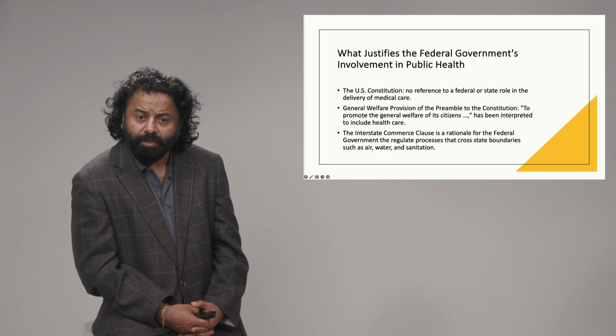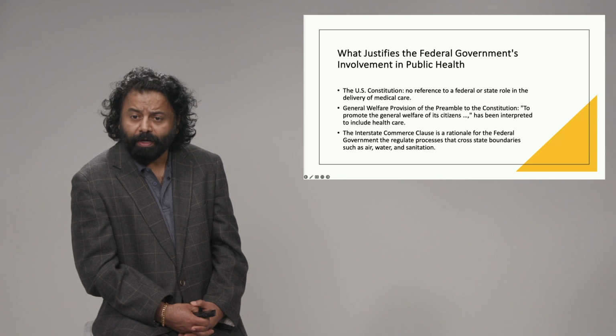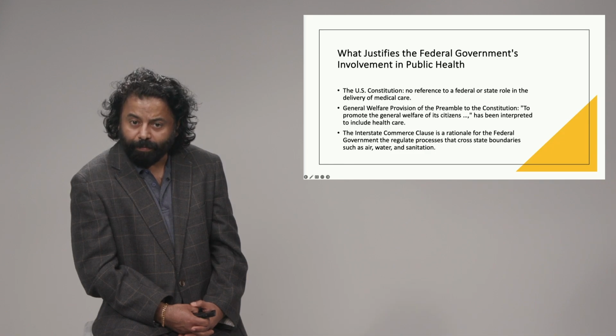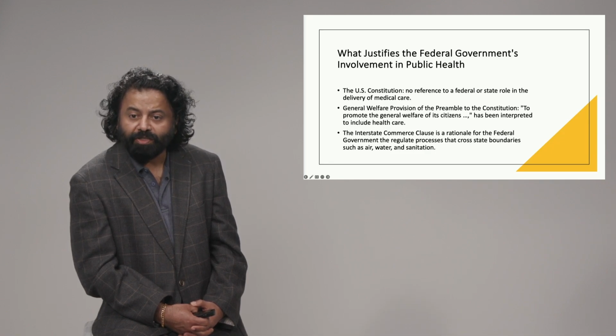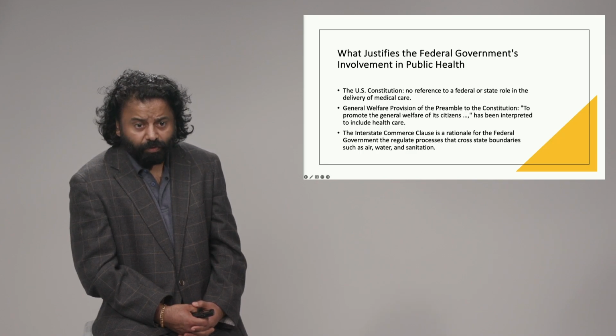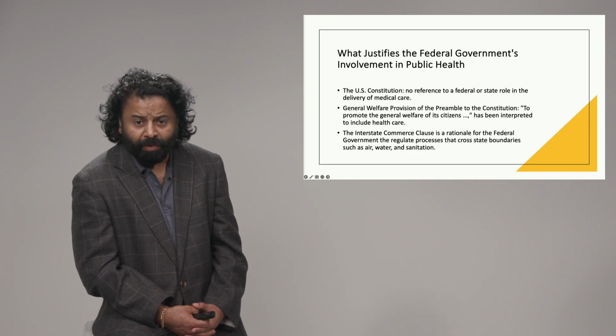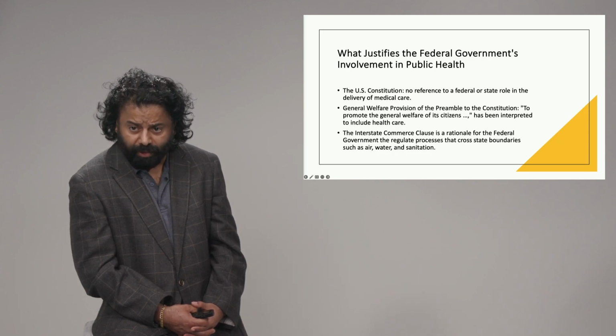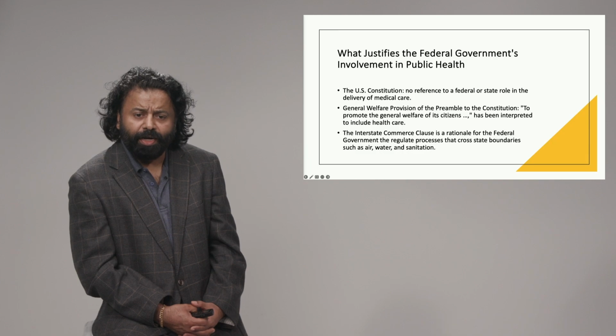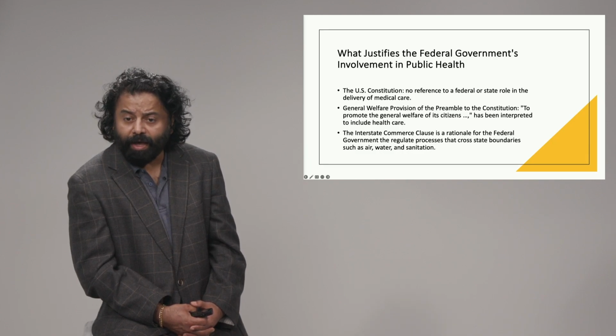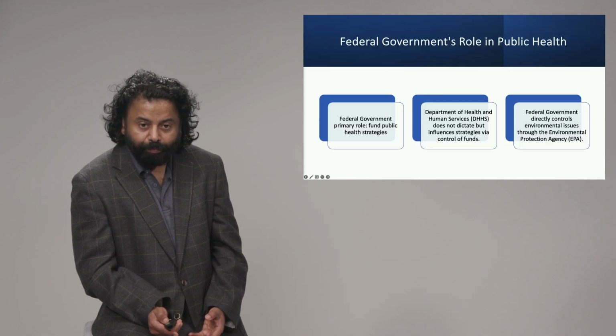The US Constitution does not mention a federal or state role in healthcare delivery. Public health intervention is based on interpreting the general welfare provision in the preamble and the interstate commerce clause. The general welfare provision, to promote the general welfare of its citizens, is interpreted to include healthcare. The interstate commerce clause is used to justify federal regulation of entities and processes crossing state boundaries like air, water, and sanitation.